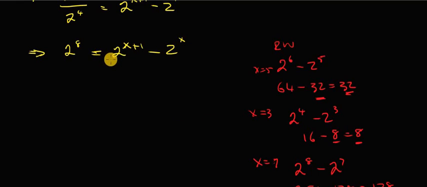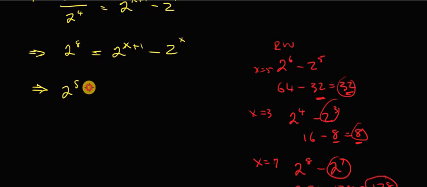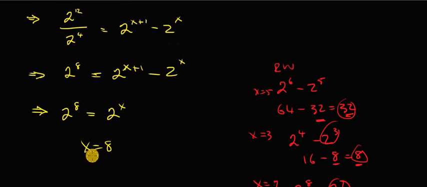So therefore, this 2 to the power of x plus 1 minus 2 to the power of x seems to be just 2 to the power of x. This here is this one. This one is this one. And this one is this one. So therefore, my proposal, without a very strong proof, is 2 to the power of 8 is equal to 2 to the power of x. So x is equal to 8. So we've got a solution, x is equal to 8.